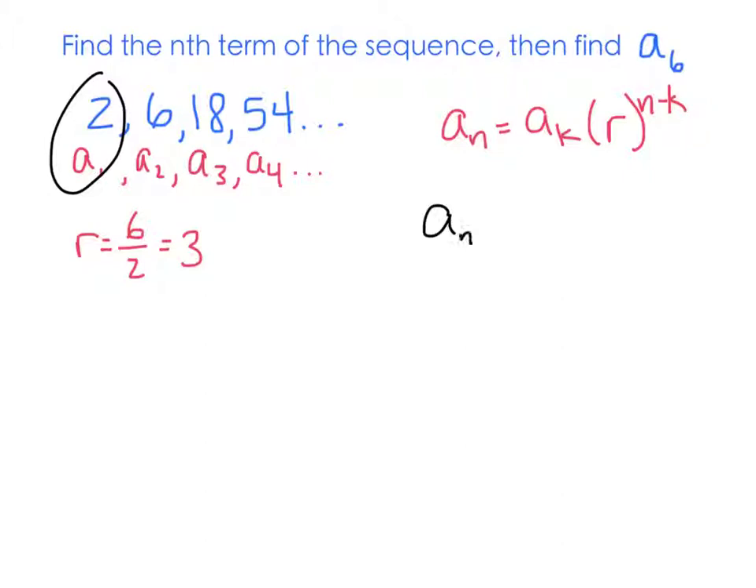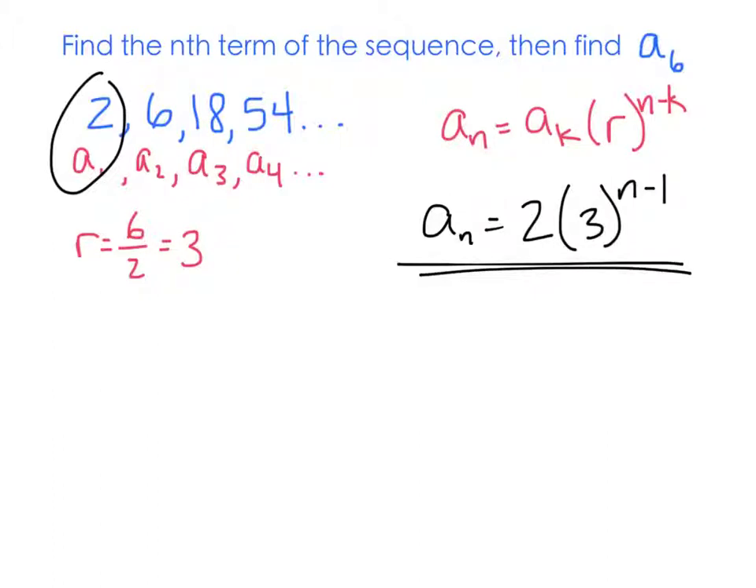A sub n equals, what would a sub k be in this case? 2 times r, which was 3, to the n minus 1. Okay, so I found the rule for the nth term. That's the rule. How would I find a sub 6?